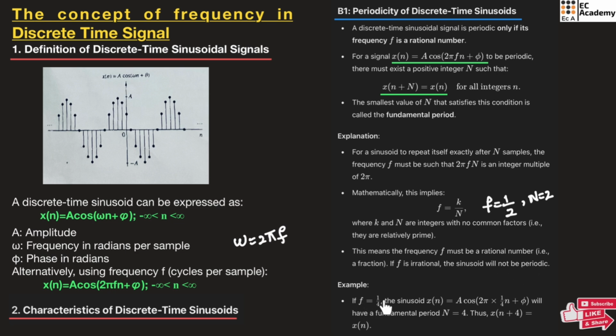Here let us understand by taking an example. If f is equal to 1 by 4, the sinusoidal signal x of n can be represented as A cos(2 pi into 1 by 4 n plus phi). So in place of f we have replaced 1 by 4. So since f is equal to 1 by 4, this signal is having fundamental period N is equal to 4, which means this waveform will repeat itself after 4 samples. Hence we can say x of n plus 4 will be equal to x of n. This represents the periodicity of the discrete time signal.